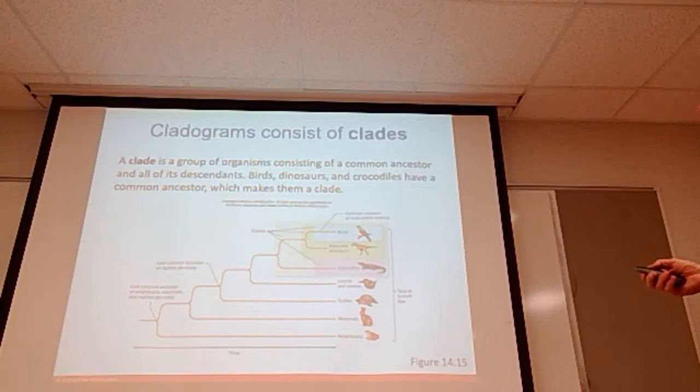Therefore, the birds, dinosaurs, and crocodiles have a common ancestor, which makes them a clade. So this is one clade. This common ancestor, these are not clades, but this is a clade.